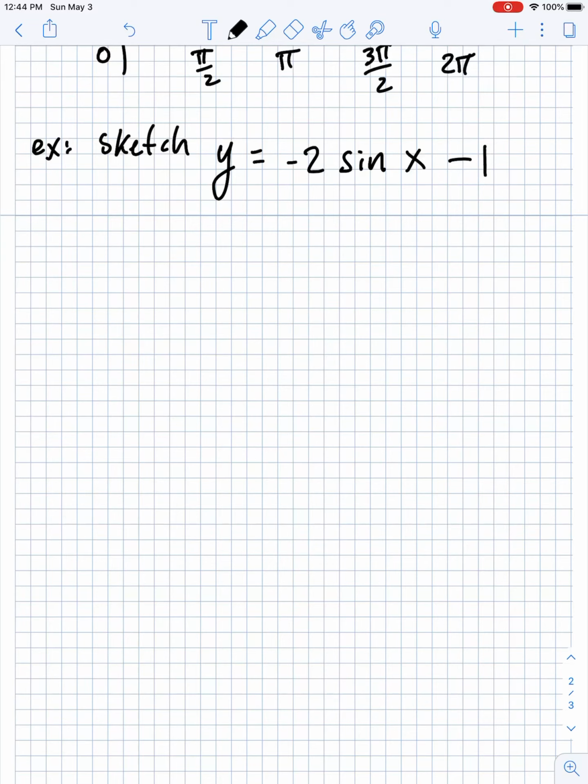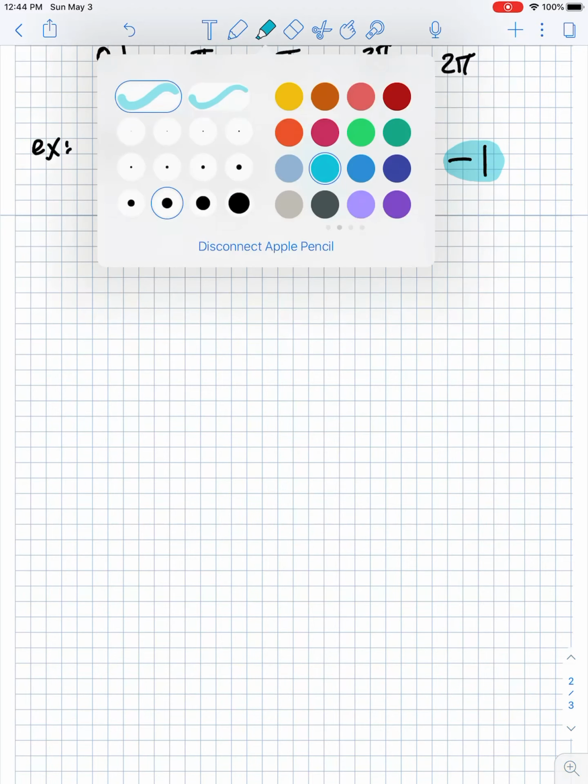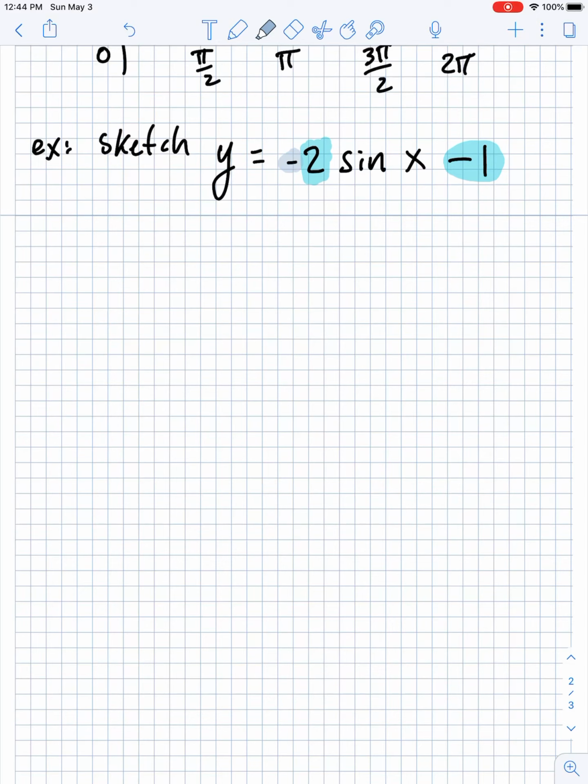So before I even start putting down my axes, I'm already thinking about where my training wheels are going to go. I know that the center line is going to be at -1 because the whole graph got shifted down 1. I know that instead of going up 1, down 1, it's going to go up 2, down 2 because it got vertically stretched. Also, there's this guy right here, a little negative out in front. We haven't done that yet, but we've learned it before. That's a vertical reflection. So in terms of a sine graph, instead of going mountain valley, it's going to go valley mountain because it's going to be upside down.